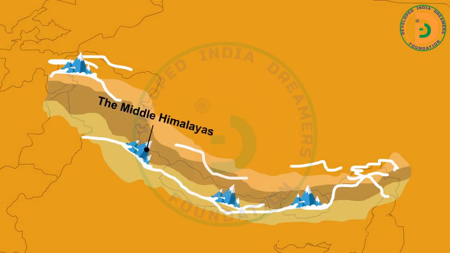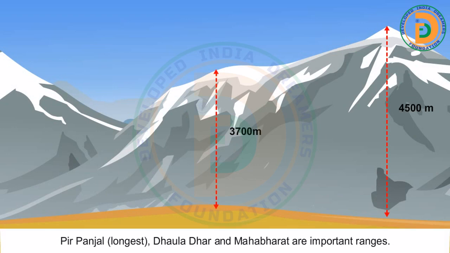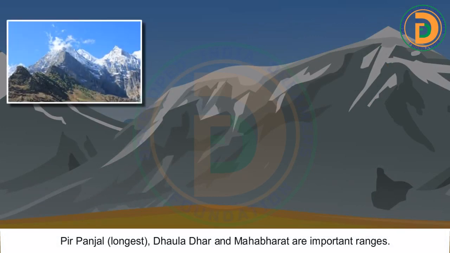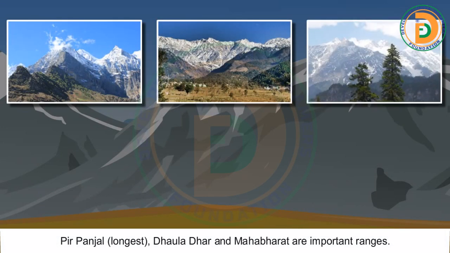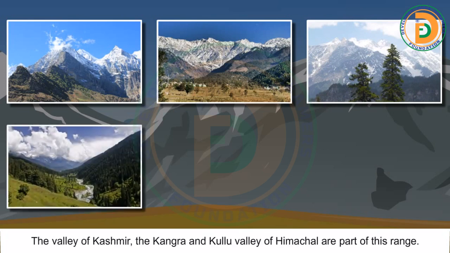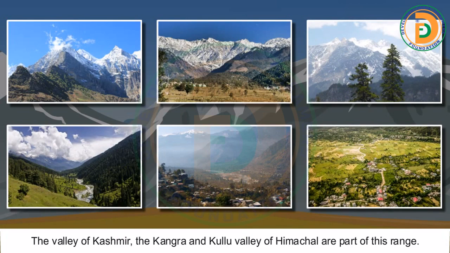The Middle Himalayas or Himachal is located to the south of the Greater Himalayas. The altitude here varies from 3,700 meters to 4,500 meters. The average width is 50 kilometers. Pir Panjal, the longest, Dhauladhar and Mahabharat are important ranges. The valley of Kashmir, the Kangra and Kulu valleys of Himachal are part of this range.